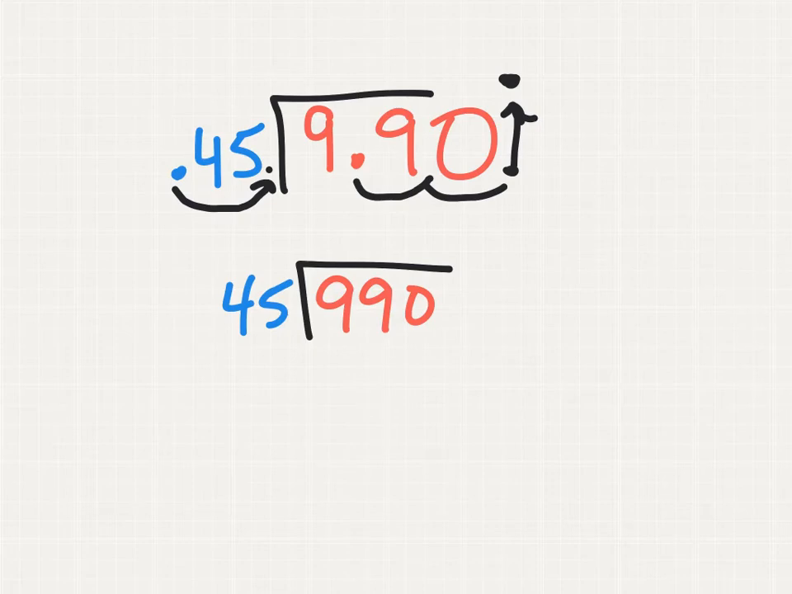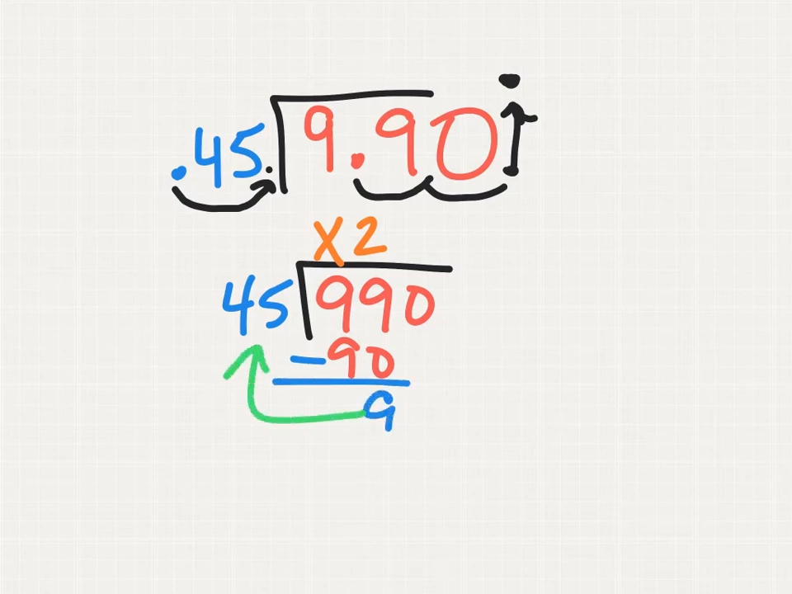So if I divide, how many groups of 45 can I get from 9? And the answer is, I can't get any. How many groups of 45 can I get from 99? Well, the answer to that would be 2. 2 times 45 is 90. 99 minus 90 is 9. When I compare, 9 is definitely less than 45, so that's good.